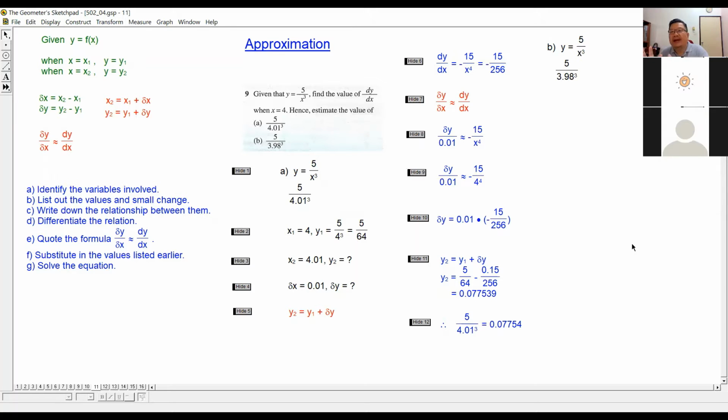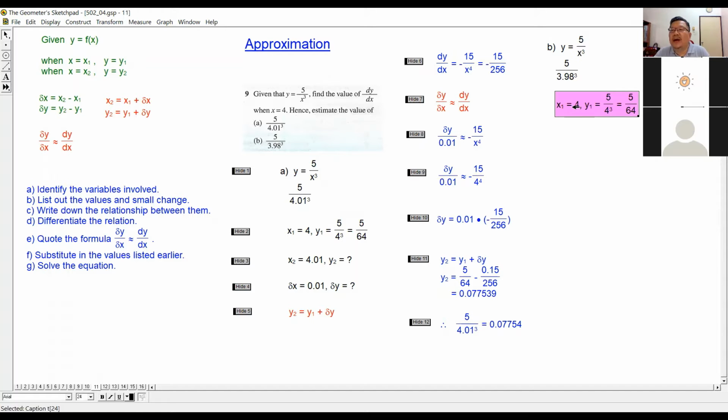Can you compare the value that you need to estimate with the function? The function has 5 over x cubed, and the value has 3.98 cubed, so the value of x must be 3.98. Okay, any question? No, teacher. Okay, then we go on to the next one.